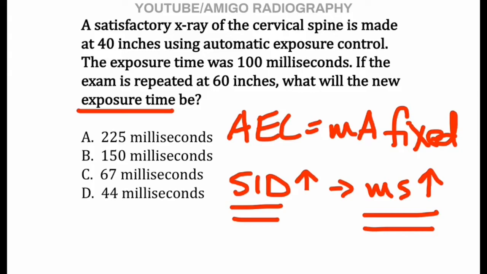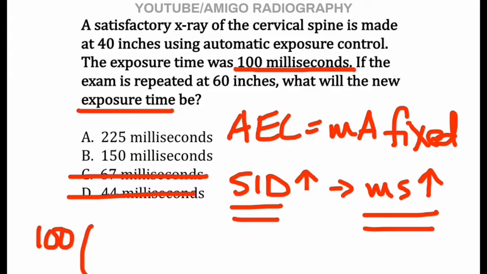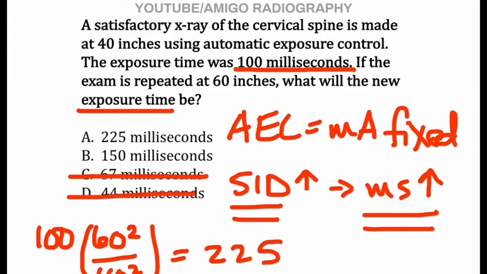So as is often the case, we can immediately eliminate a few answers. Our initial exposure time was 100 milliseconds, so we know that C has to be wrong and D has to be wrong because both of those are less than 100 milliseconds. So to do the math, we just start with 100 milliseconds. We multiply that by the change in our distances. So we need our exposure time to increase. So to do that, we put the larger number on top. So that's 60 squared over 40 squared. And that gives us a new exposure time of 225 milliseconds. So we know the correct answer is A.